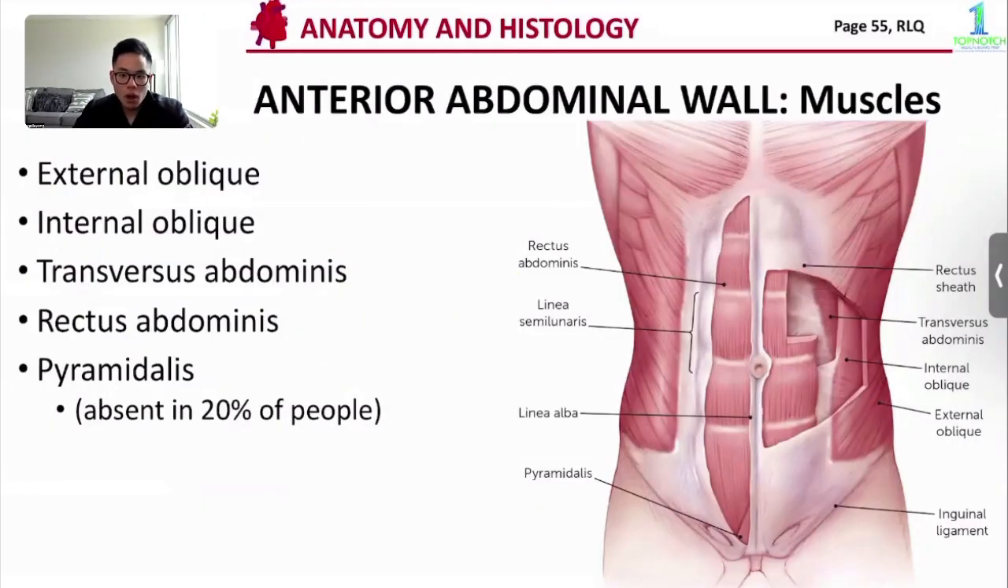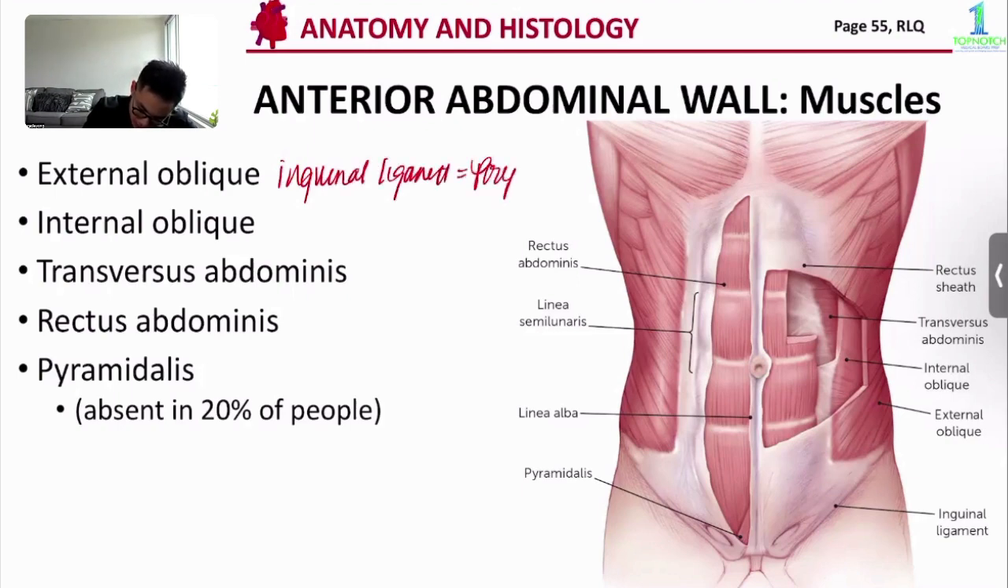So for the anterior abdominal wall muscles, whenever you're dealing with these, it's important to know the different layers of each. The first one would be your external oblique. It is said to be the largest and the most superficial. When you go down, your external oblique has a free inferior margin, and that inferior margin is called your inguinal ligament, also known as your Poupart's ligament.